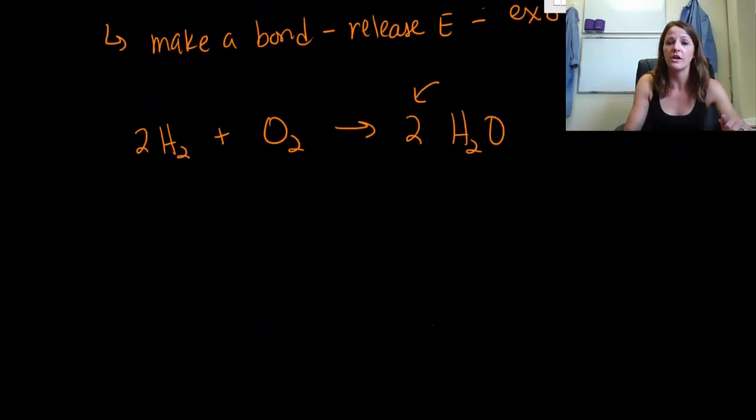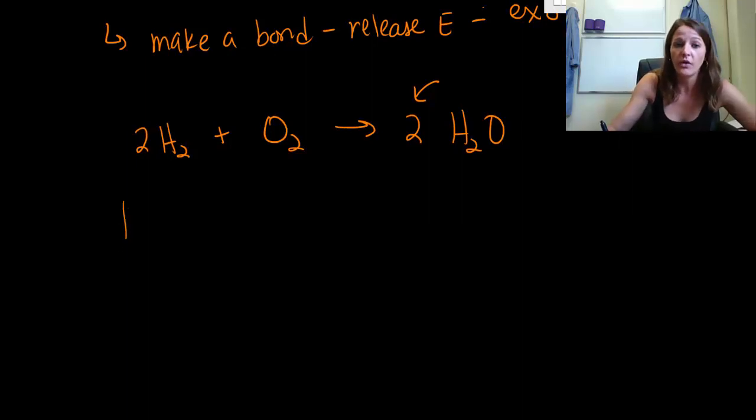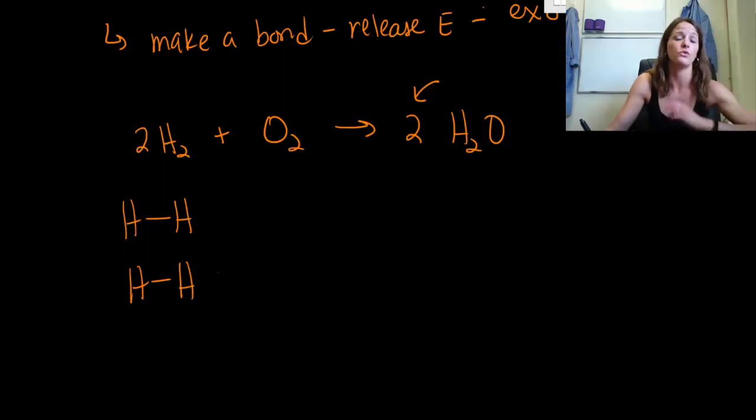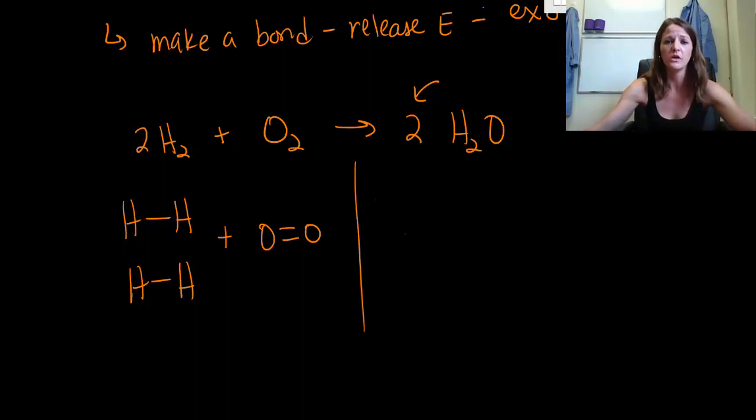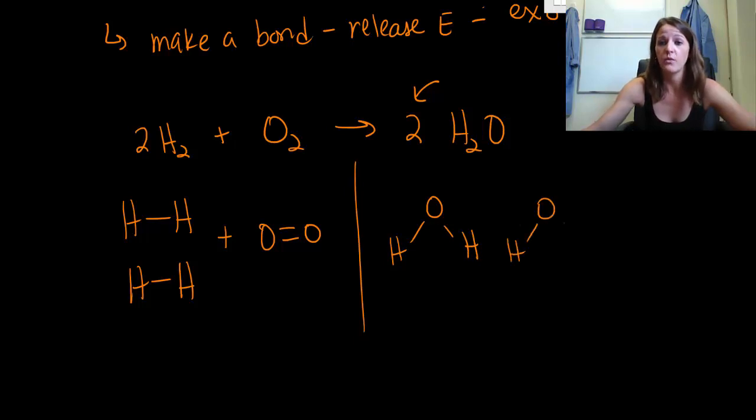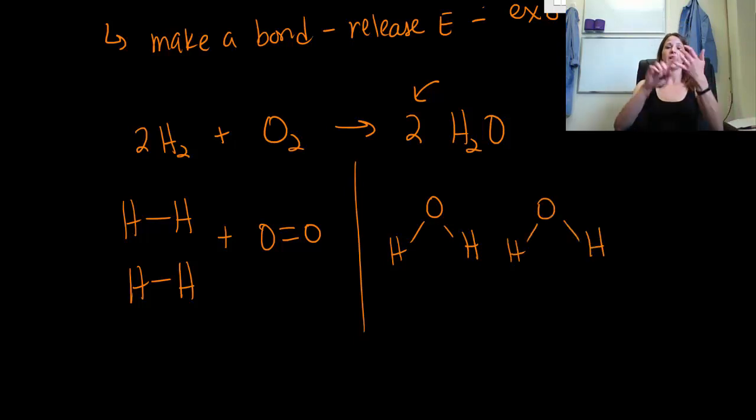So now we're going to draw this out. We know that we have two hydrogen molecules. You have to draw two. You can't draw one, you have to draw two. We also know we treat that with oxygen gas, so oxygen's a diatomic molecule, and then we create two water molecules. So here's one water molecule, and here's a second water molecule. All right, so now we've written out our chemical equation, we've drawn this out.